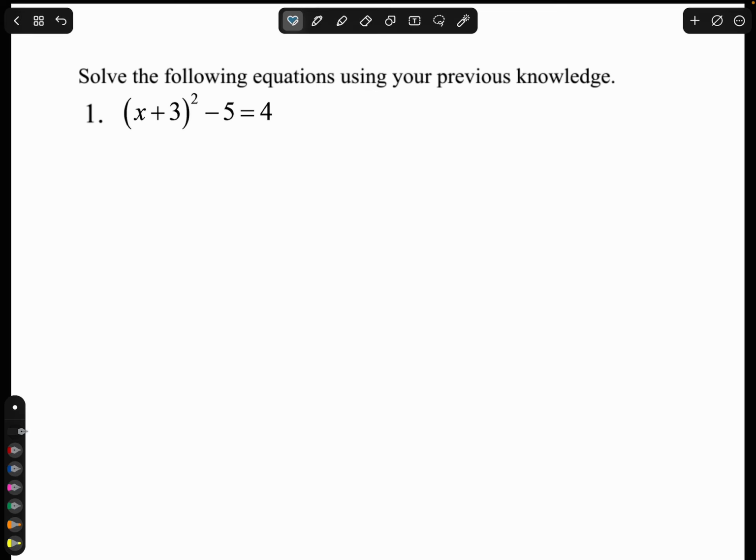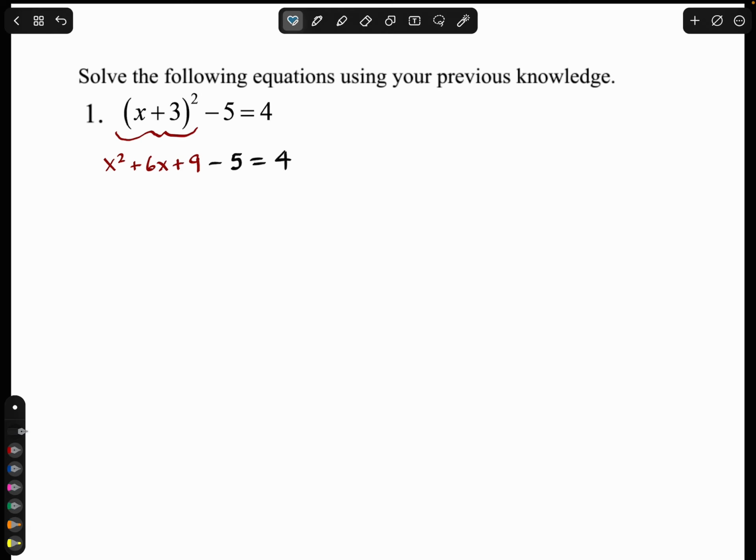Let's get started. So the first one we see here, it says solve the following equations using your previous knowledge. Number one, we have the quantity of x plus 3 squared minus 5 is equal to 4. So there's typically two main ways that I've seen students solving this today. One is to take it here and we're going to simplify this side. Okay, so some of us have chosen to square the x plus 3, which we know is x squared plus 6x plus 9, right? And we still have that minus 5 is equal to 4.